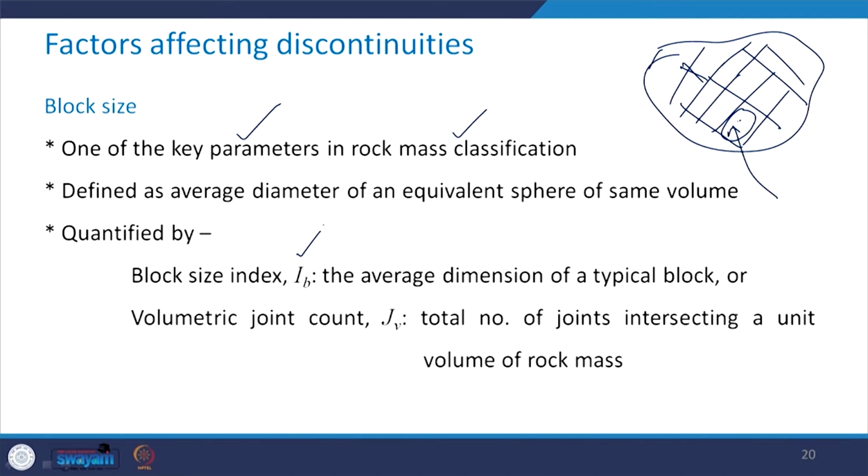It can also be quantified with the help of volumetric joint count, which is JV, defined as the total number of joints intersecting a unit volume of the rock mass. So, you take 1 unit volume of the rock mass and see how many joints are intersecting it. That would be your volumetric joint count, and in a sense it would give you an idea about the block size.